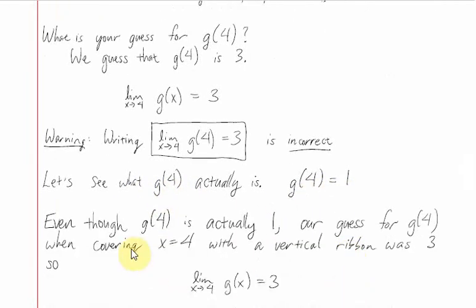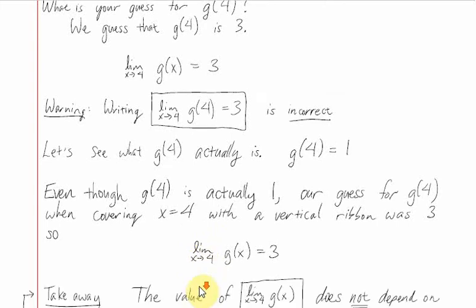Just to reemphasize, it's easier to reemphasize here than it was with limited space on the board earlier: even though g of 4 is actually 1, our guess for g of 4 when covering x equals 4 with a vertical ribbon, our guess for the y value was 3. So g of 4 equals 1, and writing this is correct. Writing the limit of g of x as x approaches 4 equals 3 is correct. Emphasis on the fact that there is this limit of g of x as x approaches 4.